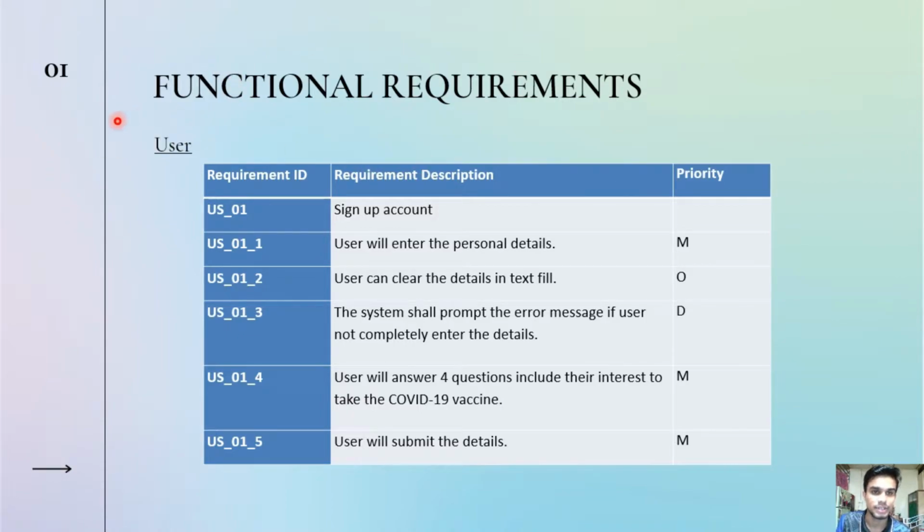At this part, we have the user. The requirement is to sign up an account. The user will enter their personal details. It's a must and mandatory. The user can clear the details in the text field. It's optional. The system shall prompt an error message if the user does not completely enter their details. It's desirable. So it will automatically pop up an error message if the user does not completely enter their personal details in the text field before submitting.